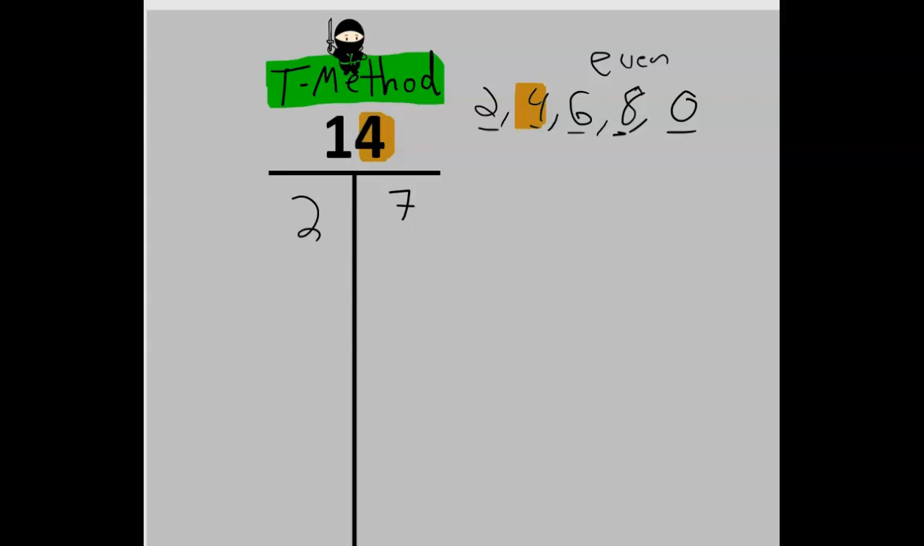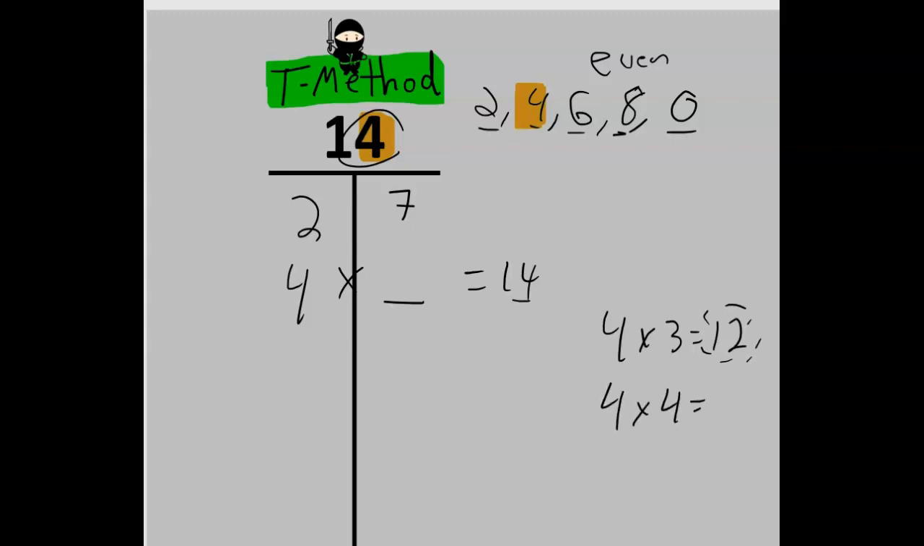4? 4 times something equals 14. 4 times 3 is 12. That's too small, it's less than 14. So what about 4 times 4, which is 16? That's too big. That means nothing is going to work as a whole number. You can probably use decimals and fractions, some of those other rational numbers, but as far as integers go, not happening, my friend. So 4 is not going to work.